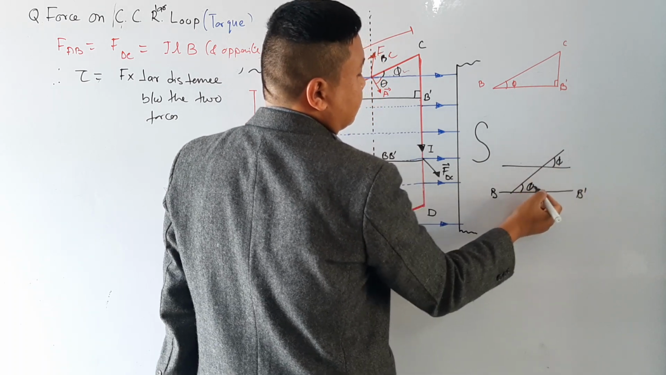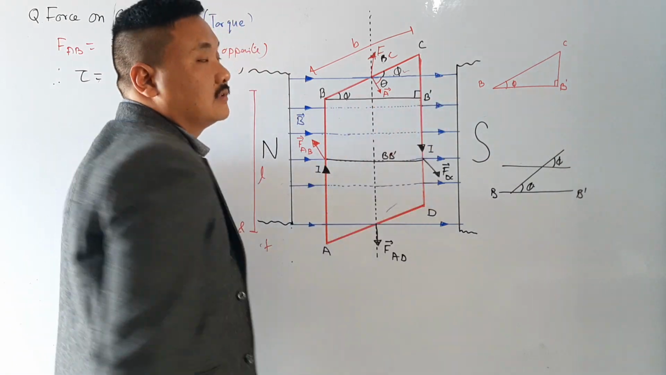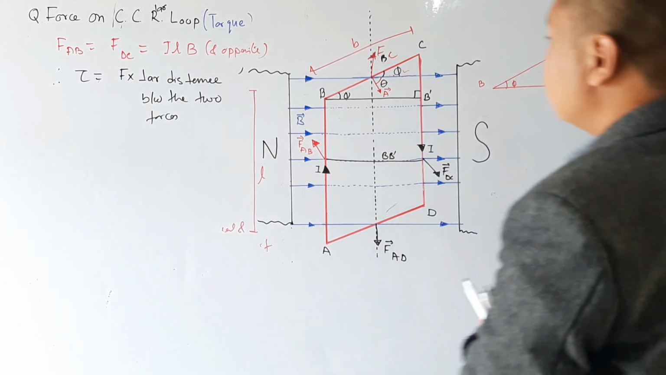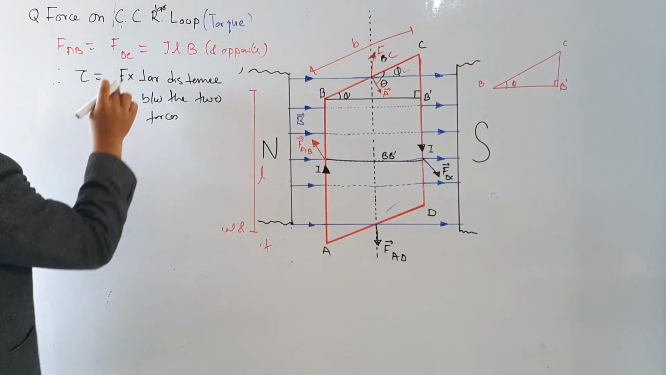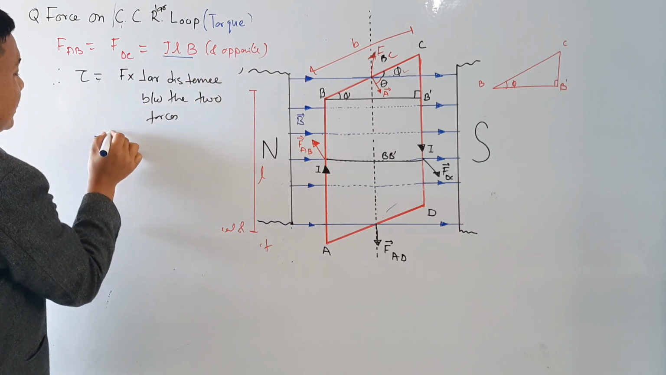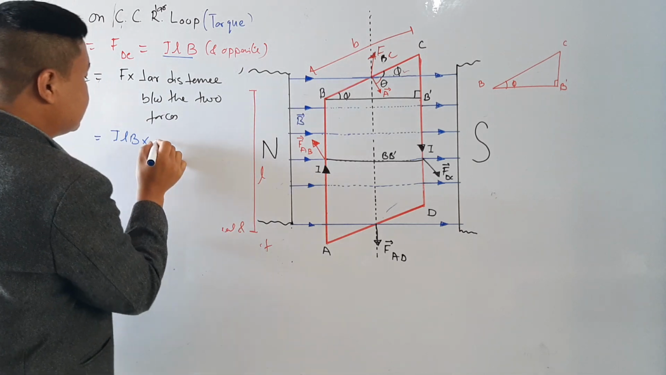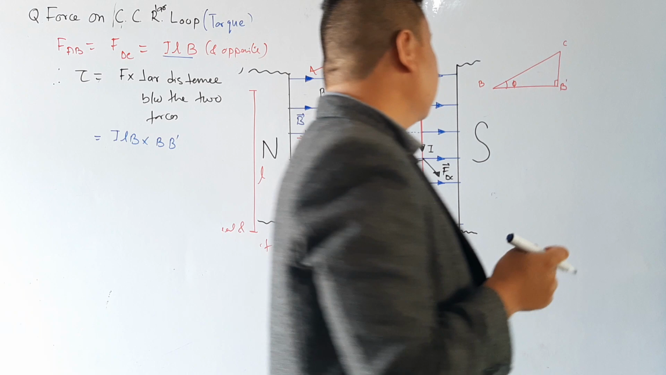This is phi and this is also phi, because this line and this line are equal, parallel. So then I want to find the perpendicular distance. So what is my force? This will be ILB into B dash, which is my perpendicular distance. So how to find B dash?